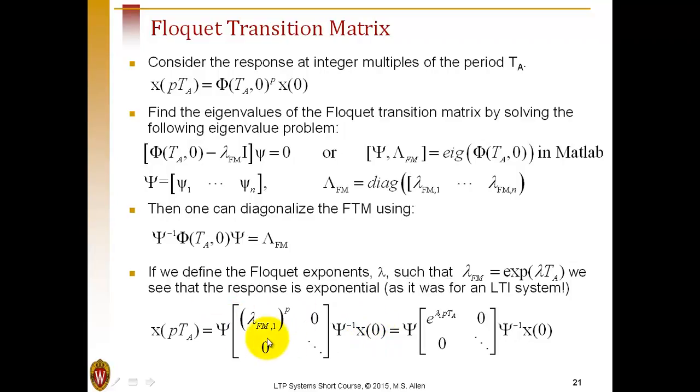Or in other words, we see now why those eigenvalues need to have a magnitude less than 1. If the magnitude is greater than 1, these terms will diverge.